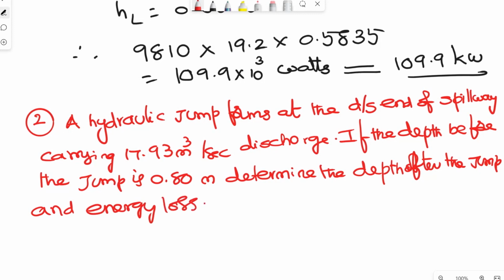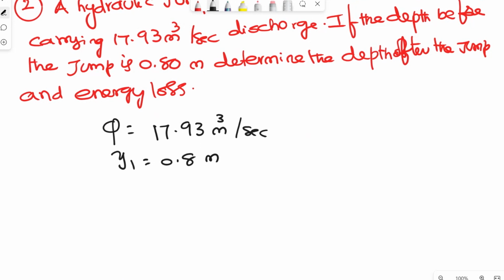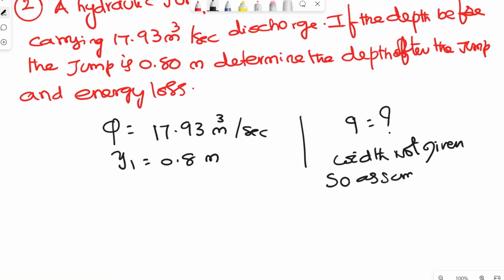All are similar. The only thing is, for the first question I have covered everything. Now there is nothing to cover actually in all these problems. Q is equal to 17.93 meter cube per second. He has given y1 is equal to 0.8 meters. Let us say because now we want small q. So what is the width? Width is not given, so assume it as 1 meter only.